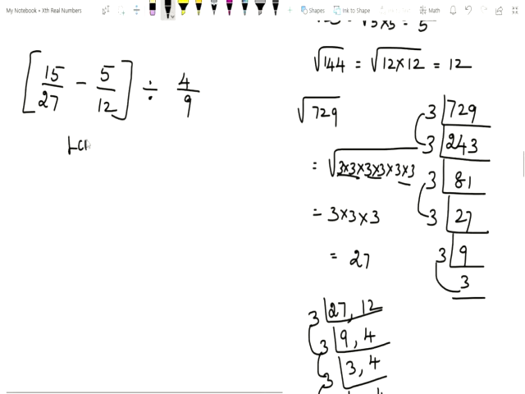LCM equal to 108. Okay. So now the common denominator is 108. See here, the first term denominator is 27. When you multiply with 4 only, you will get 108. So the numerator also you want to multiply. Okay. So 4 5s are 20, 0 remaining 2. 4 1s are 4, 4 plus 2, 6, 60.